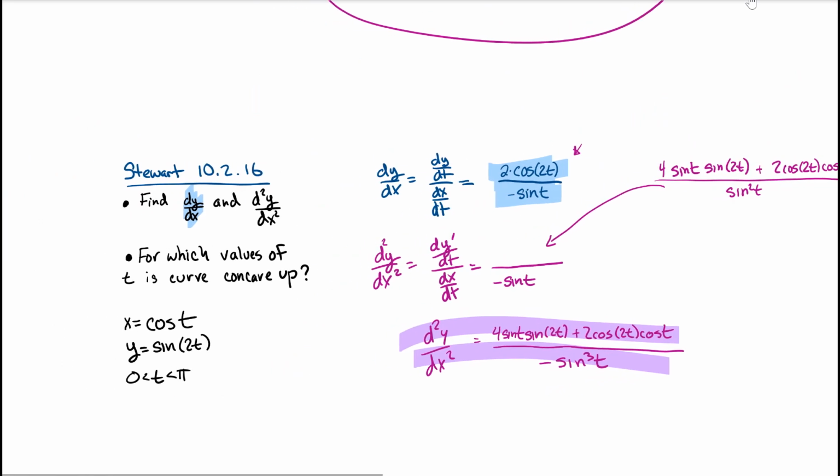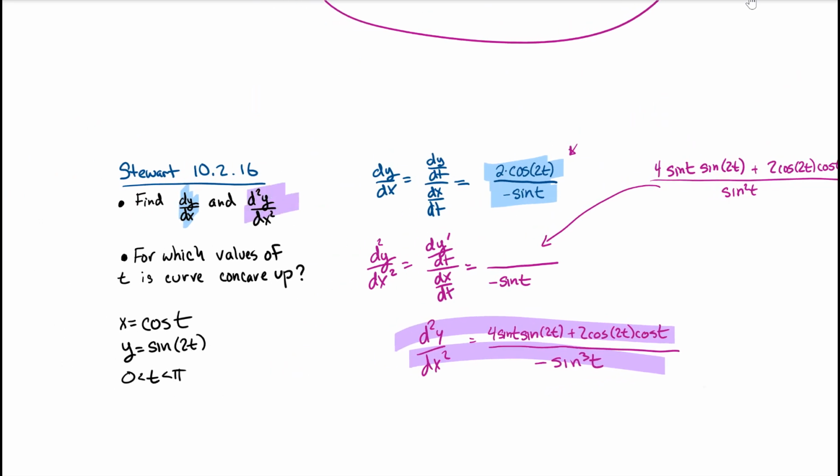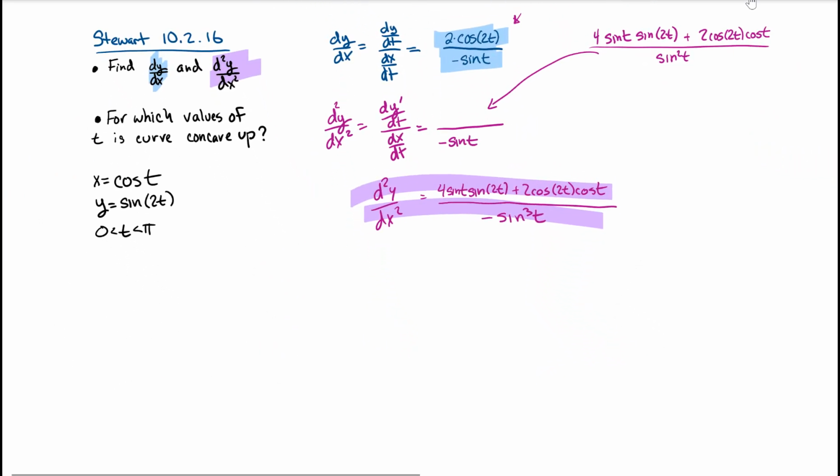That's not very cleaned up though, is it? It's not very clean, but it's not a big deal, right? Who cares? We don't like cleaning things up, until we need to figure out that there's still one more part to this problem. It's asking for which values of t the curve is concave up.